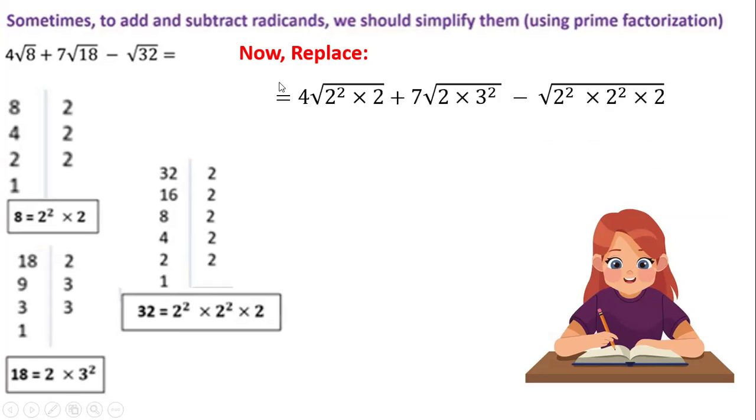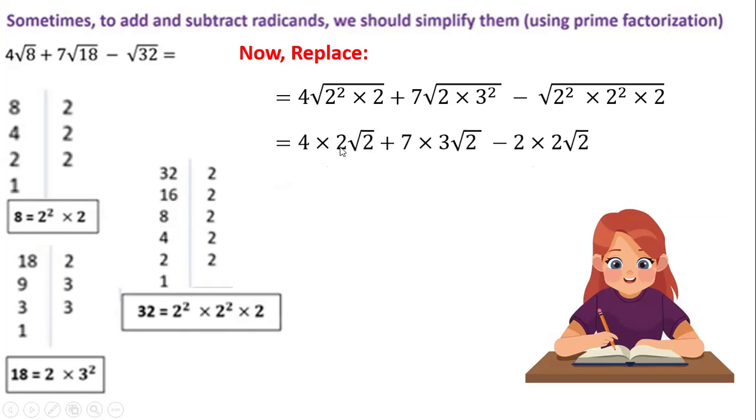Now I simplify each radical. 2 squared comes out as 2. Since I have 4 outside, when 2 comes out, it's multiplied by 4. Here, 2 is kept inside since it has no square. 3 squared comes out as 3, so I write 7 times 3. Here, 2 squared comes out as 2, and the other 2 squared comes out as 2, so they are written as 2 times 2, and I keep the 2 inside, so this is my answer.